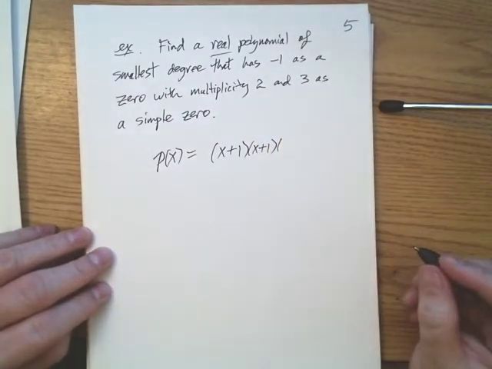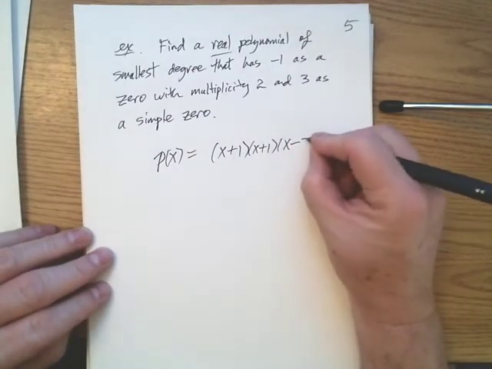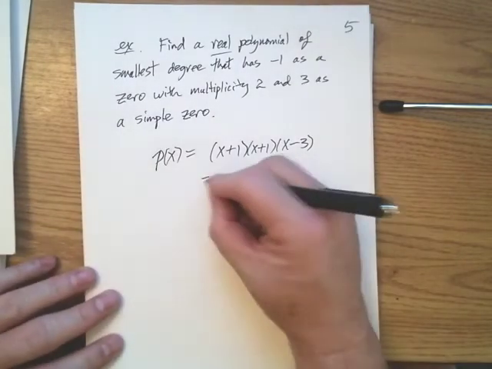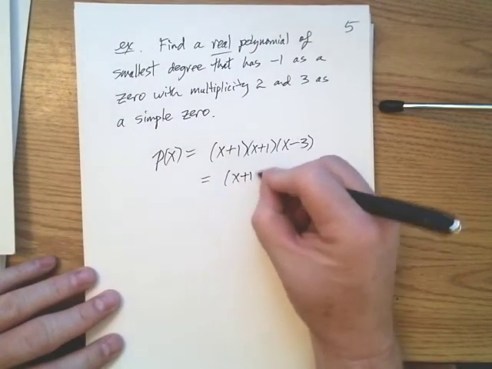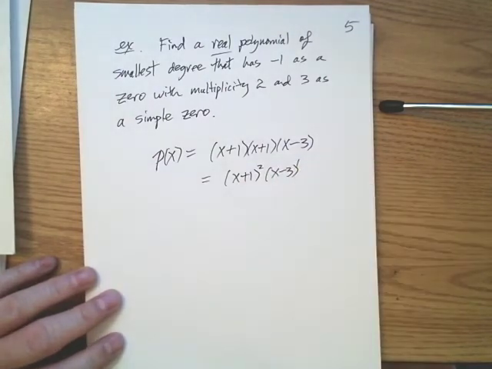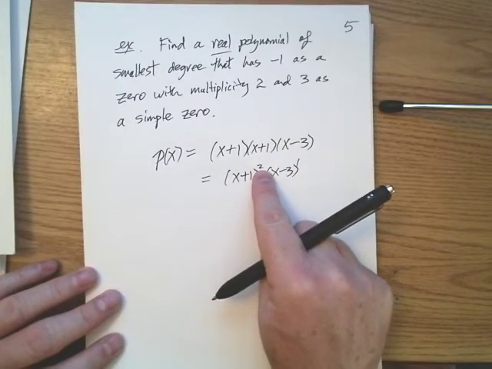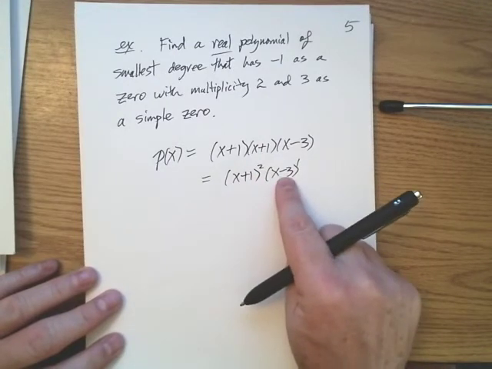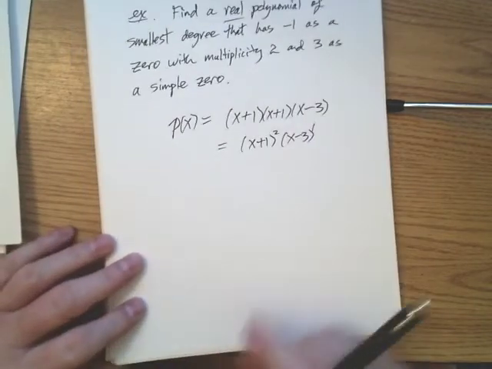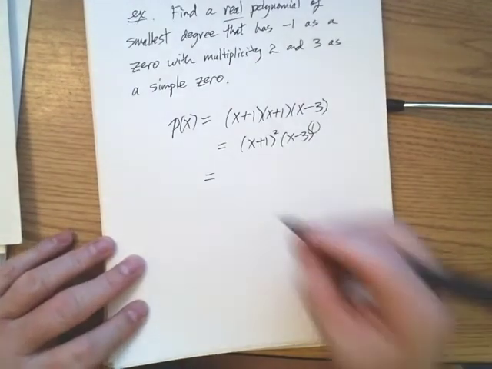What is a simple 0? Oh, yes, that means it has multiplicity 1. So I would go x minus that 0. So that's x minus 3. Okay, what do we usually do? We would write this instead. We would go like this if you wanted to emphasize powers all the way through. That -1 is a 0 of multiplicity 2. 3 is a 0 of multiplicity 1. That makes it a simple 0. I don't really need that on there, but I just threw it in there for the sake of completeness.